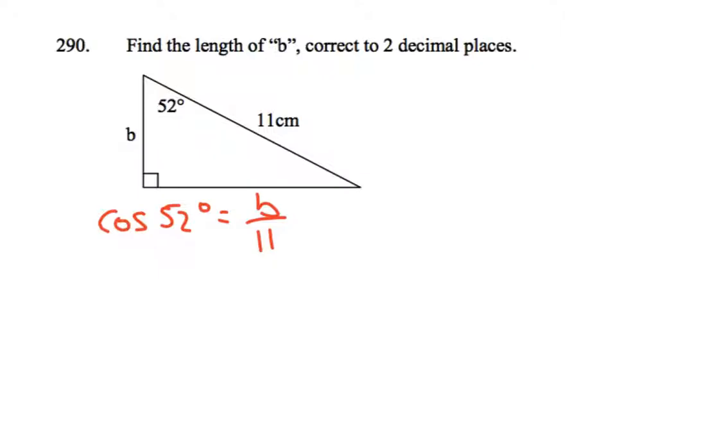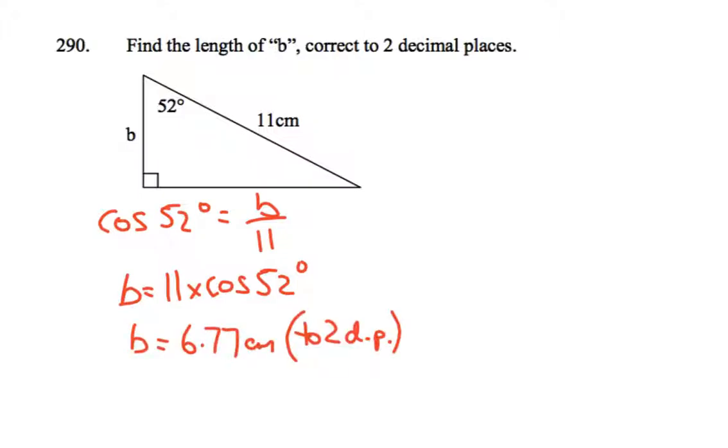If we fill out cos from the angle, cos 52, adjacent over hypotenuse, so we've got B over 11 in this case. Now to get the B on its own, we'd be multiplying both sides by 11 and then throwing all that into our calculator. 6.77. We'd be expecting B to be less than 11 because 11 is the hypotenuse, should be the longest side, so we can check that that seems appropriate, and it kind of does.